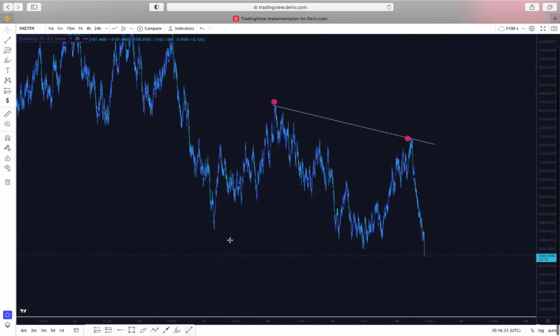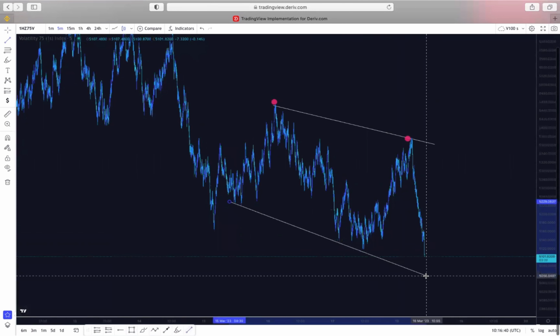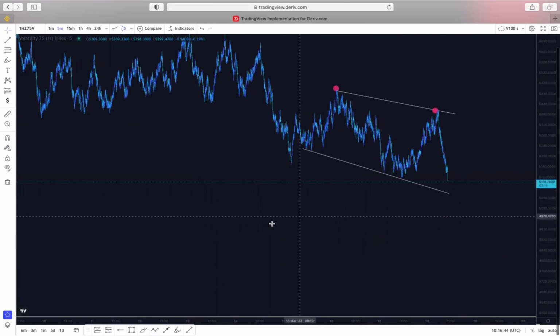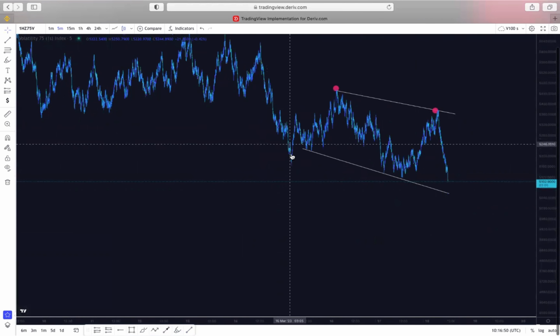Because if you look very well, the swing it created, this swing can be connected to this swing. Look here. 1, 2, they can connect. The two of them can connect. So the impulse that we are respecting if we are drawing this trend line is this impulse, not this bigger one. So this is a corrective impulse.